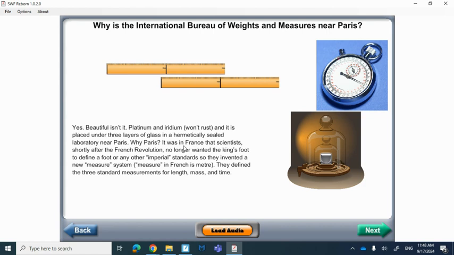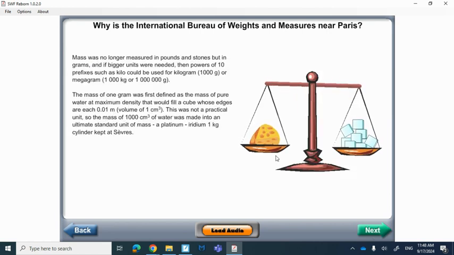They decided at one point, after the revolution, that they didn't want to base length on the king's foot and so on. So they started to define the international system of units, SI units, as we call it, right? The meter in French means to measure, and that's how the name got coined. The international units for length, mass, and time are meters, kilograms, and seconds. That was established in France just after the revolution. Any history buffs could maybe tell me what date that would be. Mass is no longer measured in pounds and stones and so on. It was the kilogram, and they introduced the metric system with powers of 10 as well.